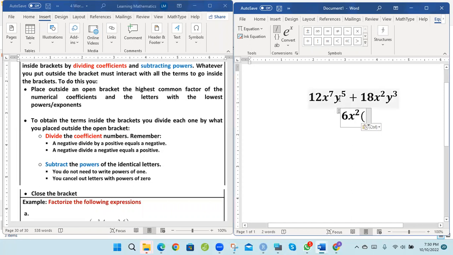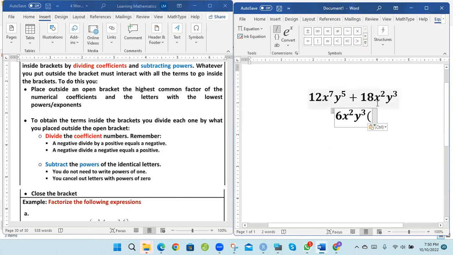Now you look at the y. Is y common? Y, y. Yes, it is common. Which one has the lowest power? Y cubed. So you put it there. All right, so this is what is meant by place outside an open bracket the highest common factor of the numerical coefficients and the common letters. This is missing the word common, not just letters, the common letters. Very important word that is missing right here.